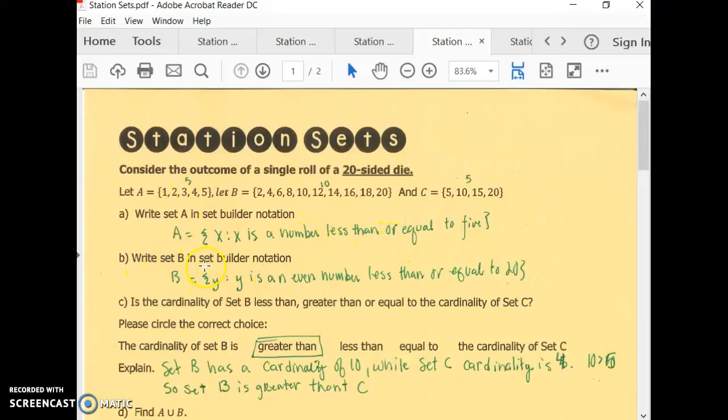B is set builder notation. I need to make sure I use brackets. B equals y such that y is an even number less than or equal to 20.